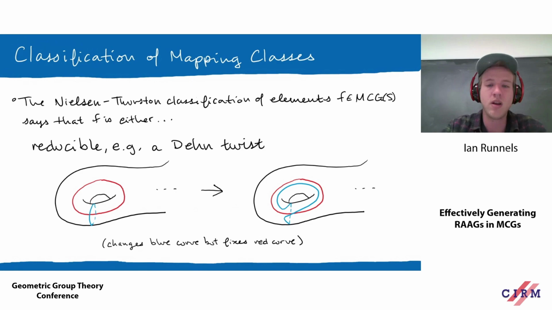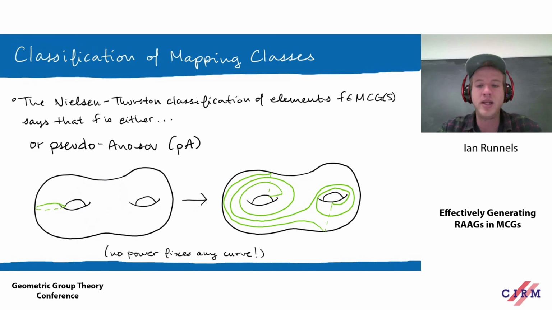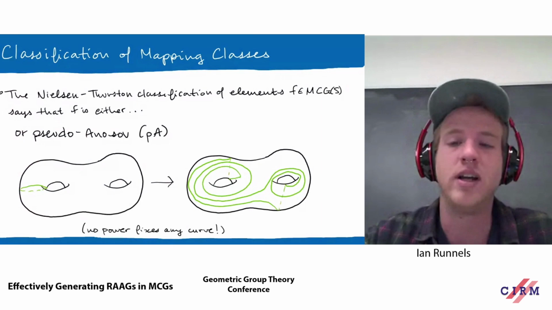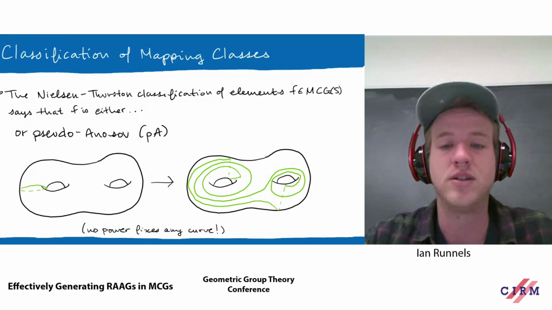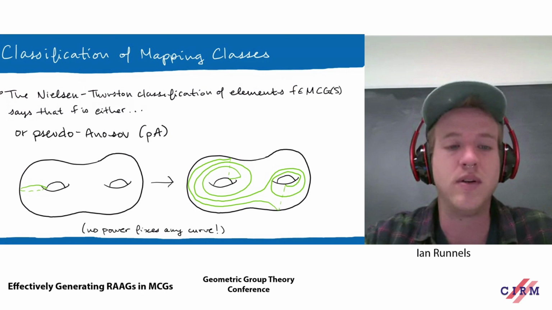And then we have pseudo-Anosovs. This is the third part of the trichotomy. I don't really know how to draw them, but the main idea is that if I take any curve and look at all of its iterates under a pseudo-Anosov, eventually I'll fill up the surface and converge to some filling lamination on the surface. In particular, no power fixes any simple closed curve on the surface.